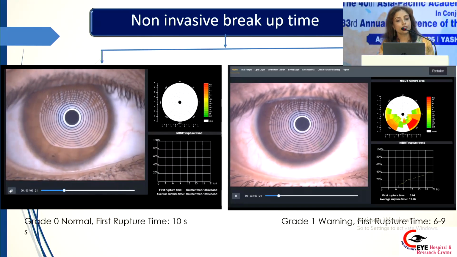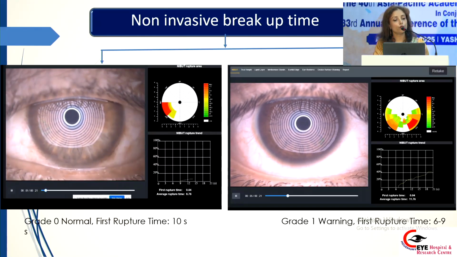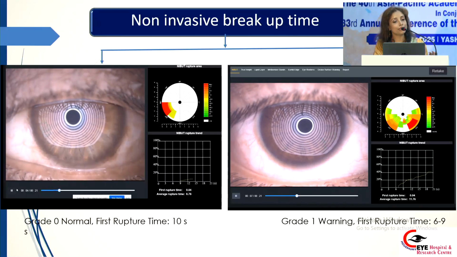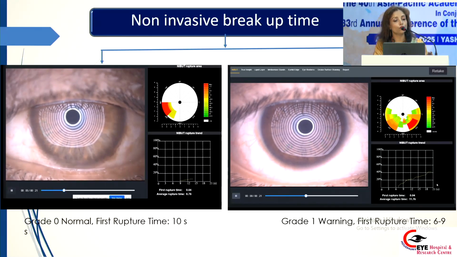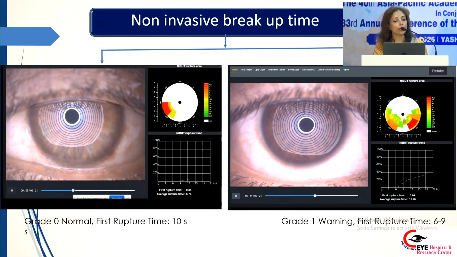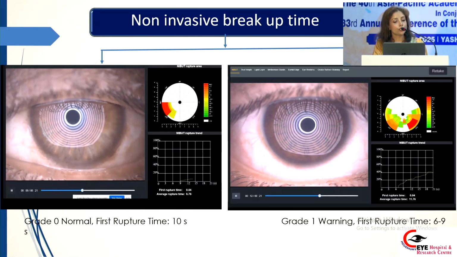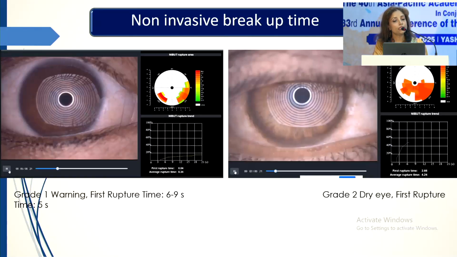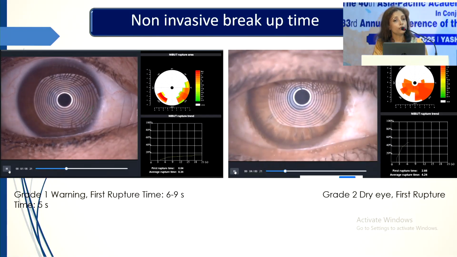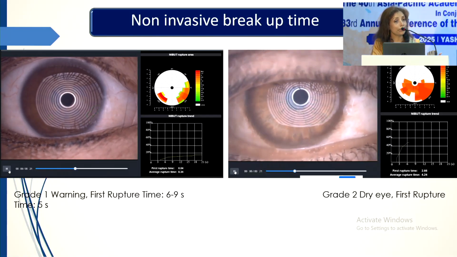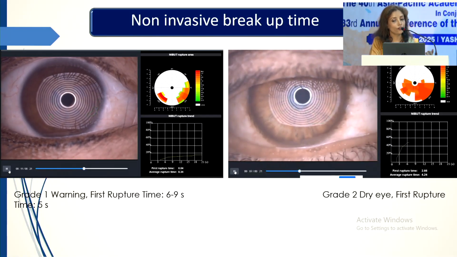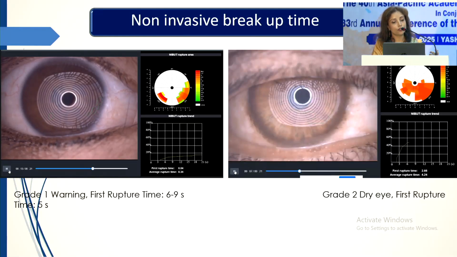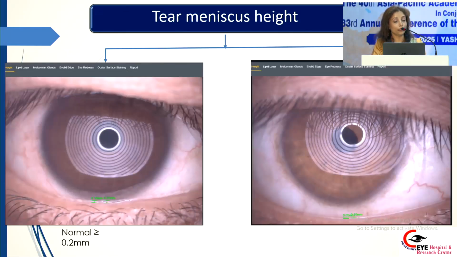In non-invasive breakup time, we basically project Placido's disc-paced light with white light over the cornea, and it gives you an idea about the first rupture time, the average rupture time, and it gives a breakup distribution, and it generates a heat map kind of a thing. The red, warmer colors are dried areas, and the cooler colors are all right, normal areas.